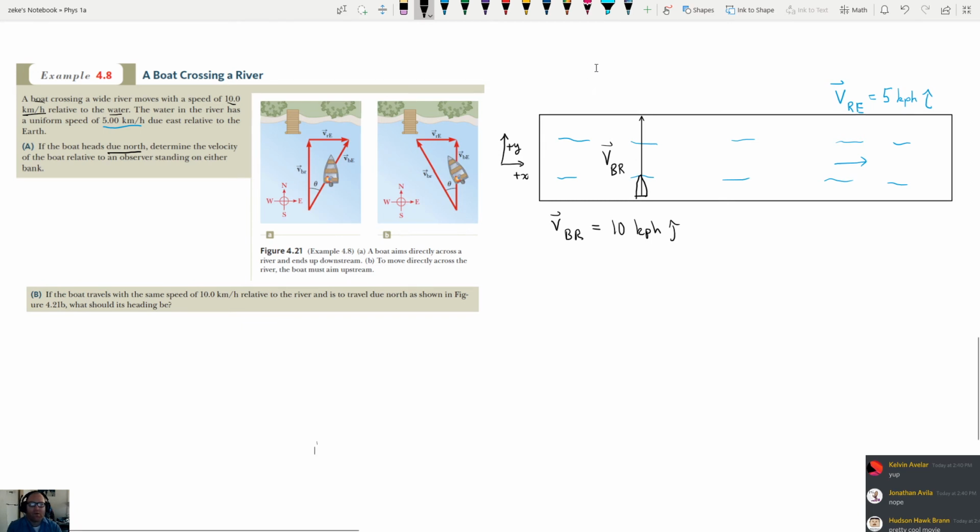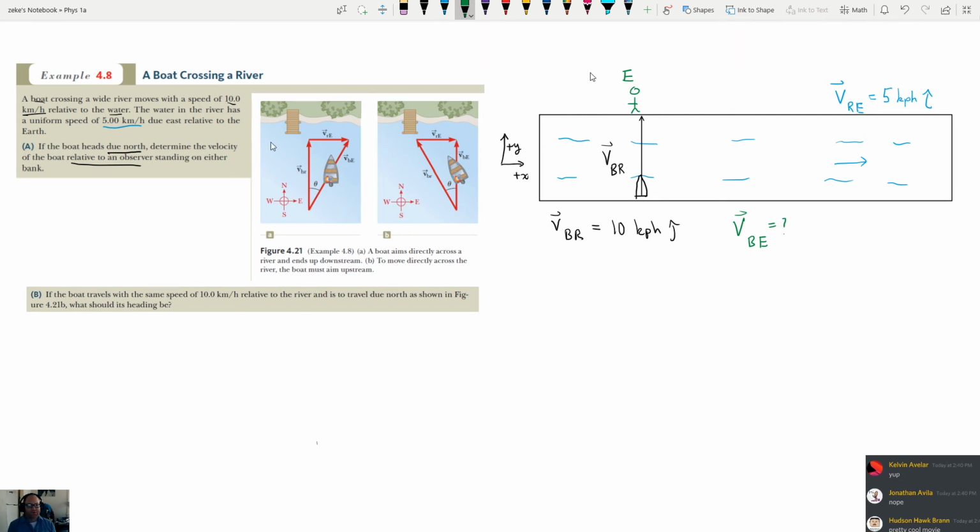Alrighty. So our goal here is to figure out, if the boat heads due north, the velocity of the boat relative to an observer standing on either bank. So we've got an observer over here, okay? Because this is an Earth-based observer, we're just going to call our observer E. Our goal is to calculate the velocity of the boat relative to the Earth.